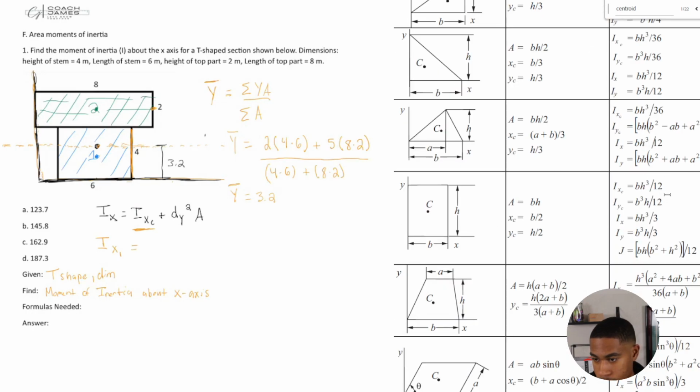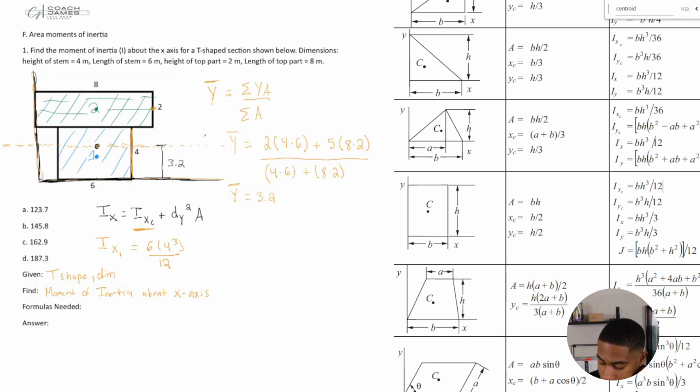Okay, so here we have it. Ixc. So it's base times height cubed over 12. So what's our base of the shape? 6 times 4 to the third, right? Divided by 12. Okay. That takes care of this first piece, right?